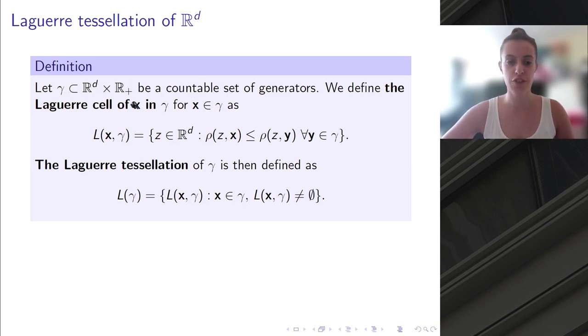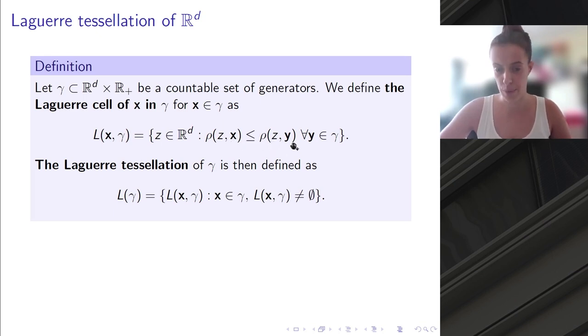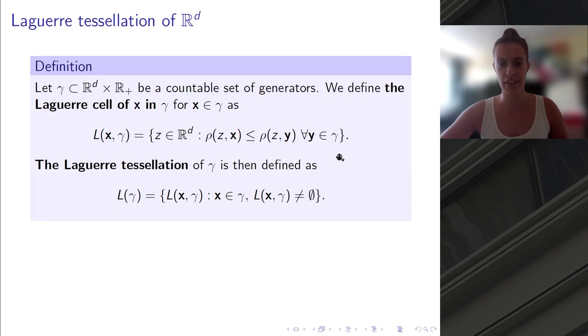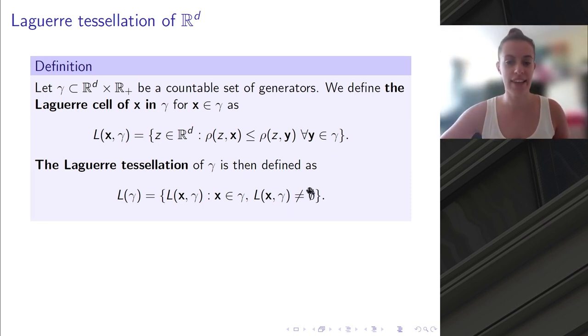And then for each of the weighted points from gamma, we defined the Laguerre cell of X in gamma as the set of all the points from Z^d such that the power distance to X is smaller than to any other point from our set of generators gamma. And then Laguerre tessellation is simply the collection of all the non-empty Laguerre cells. So this is the definition of our object.